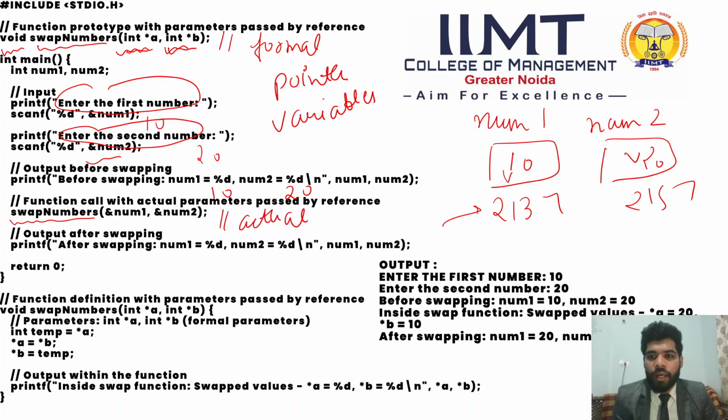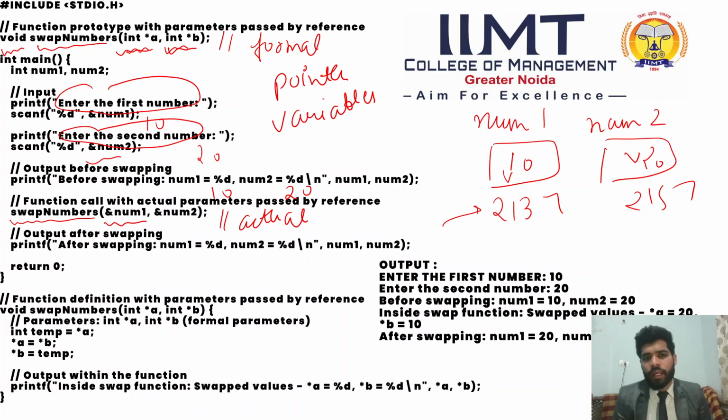These parameters are the values or the variables that are passed at the time of function calling, and they are known as actual parameters. So what we have discussed is that in the call by reference method, the values or the variables are not passed. Actually, the addresses of these variables are passed. That's why we have written here the address of num1 comma the address of num2.